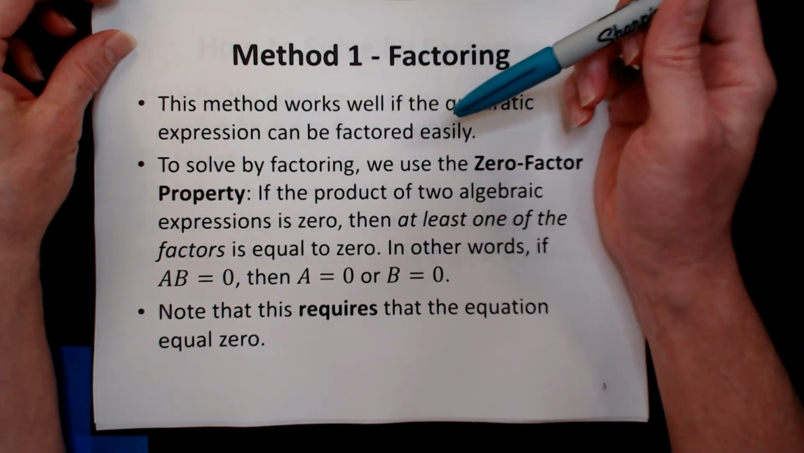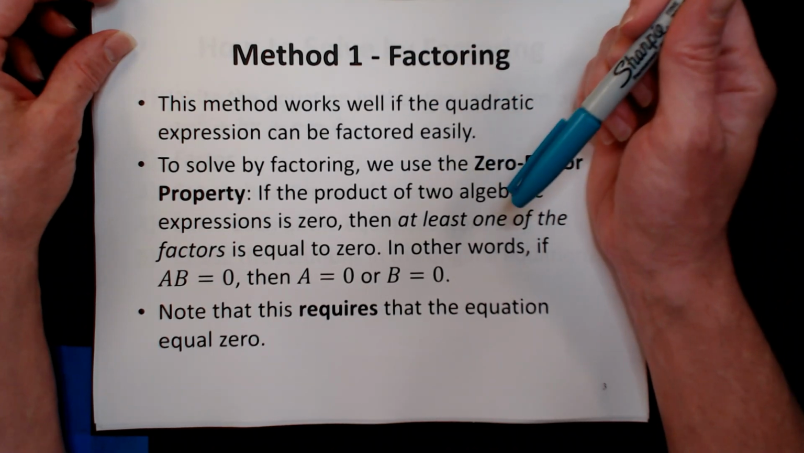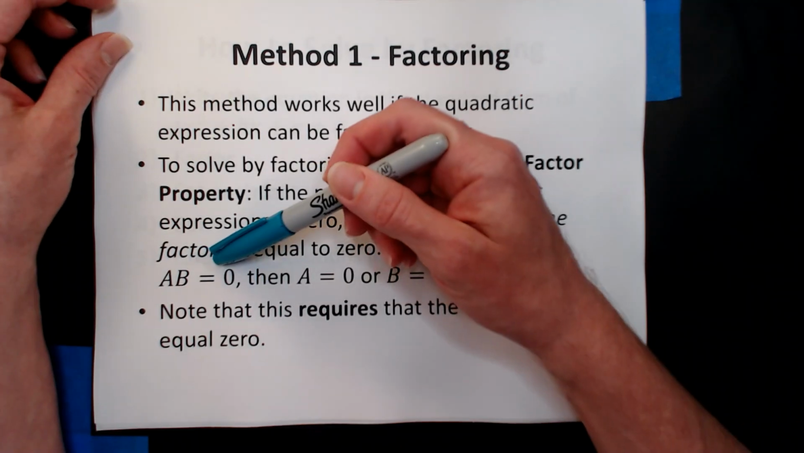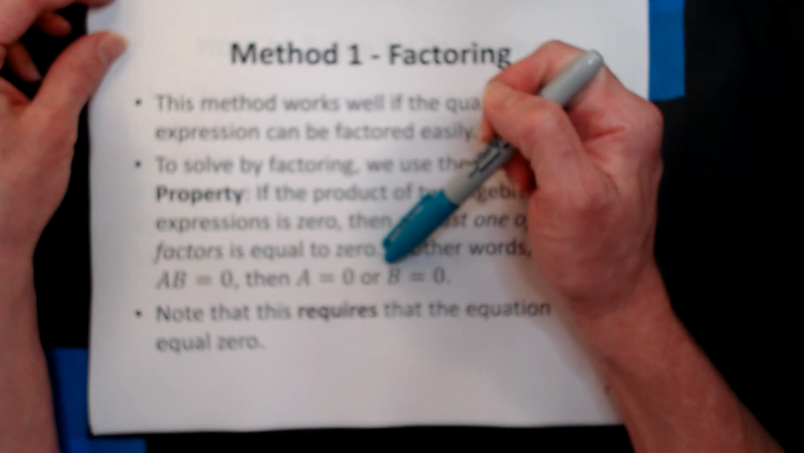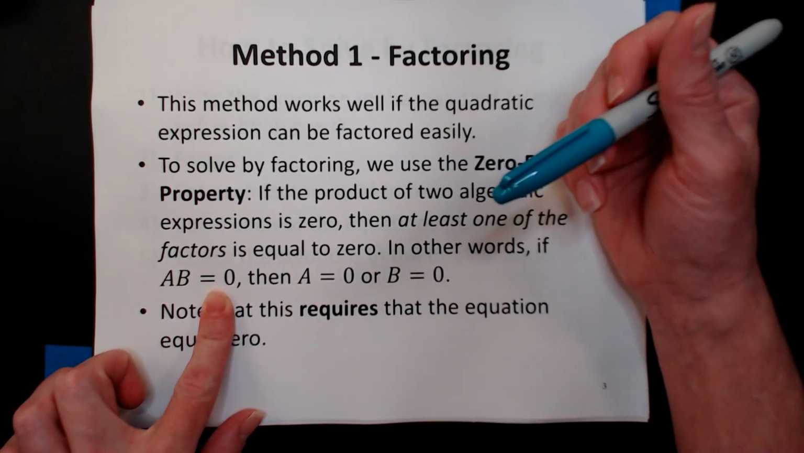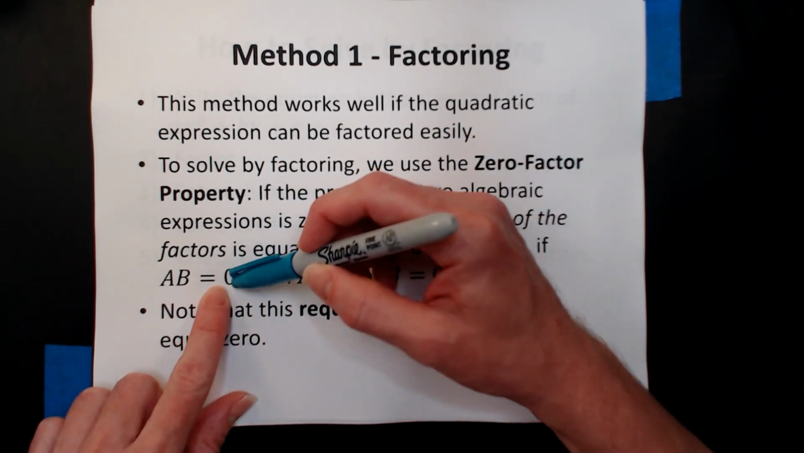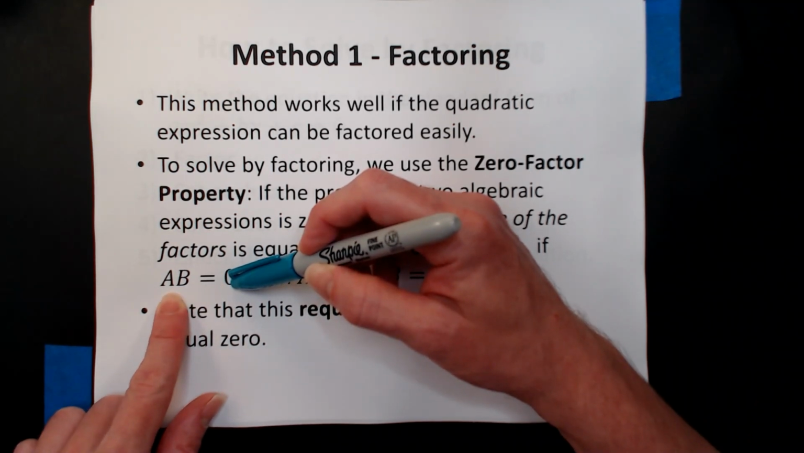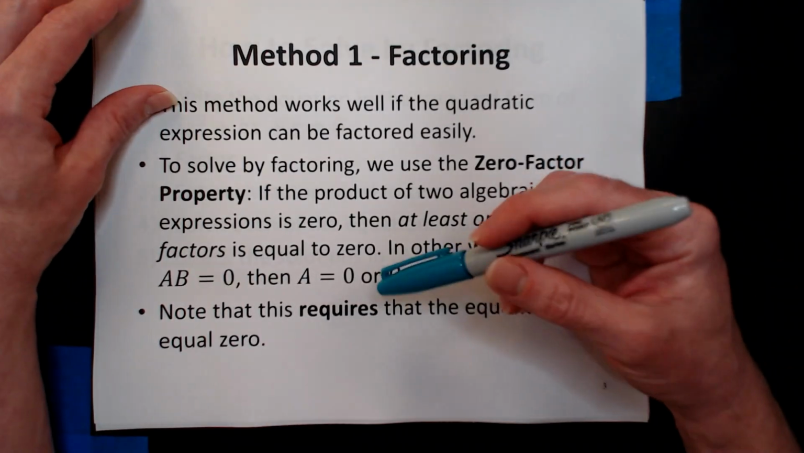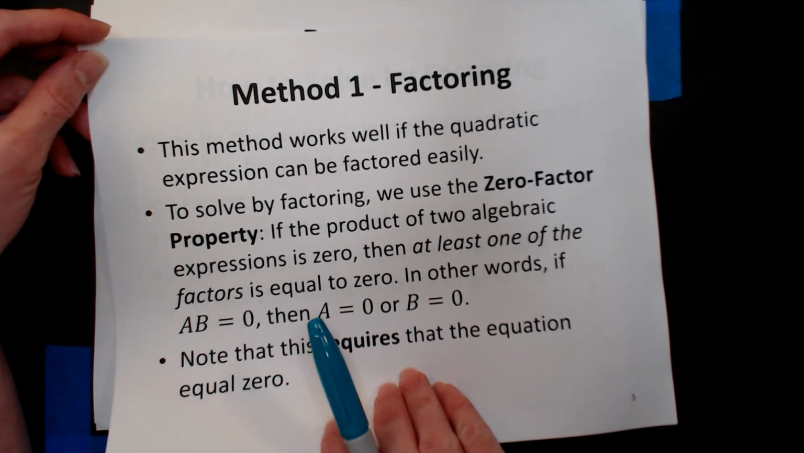To solve by factoring, we use the zero factor property. If the product of two algebraic expressions is 0, then at least one of the factors is equal to 0. In other words, if a times b equals 0, then a equals 0 or b equals 0. Because for the algebra system we're living in, if I want this to be 0, one of these numbers has to be 0. I can't take two non-zero numbers, multiply them together, and get 0 back out. Note, we have to require the equation to be equal to 0 for this to happen.